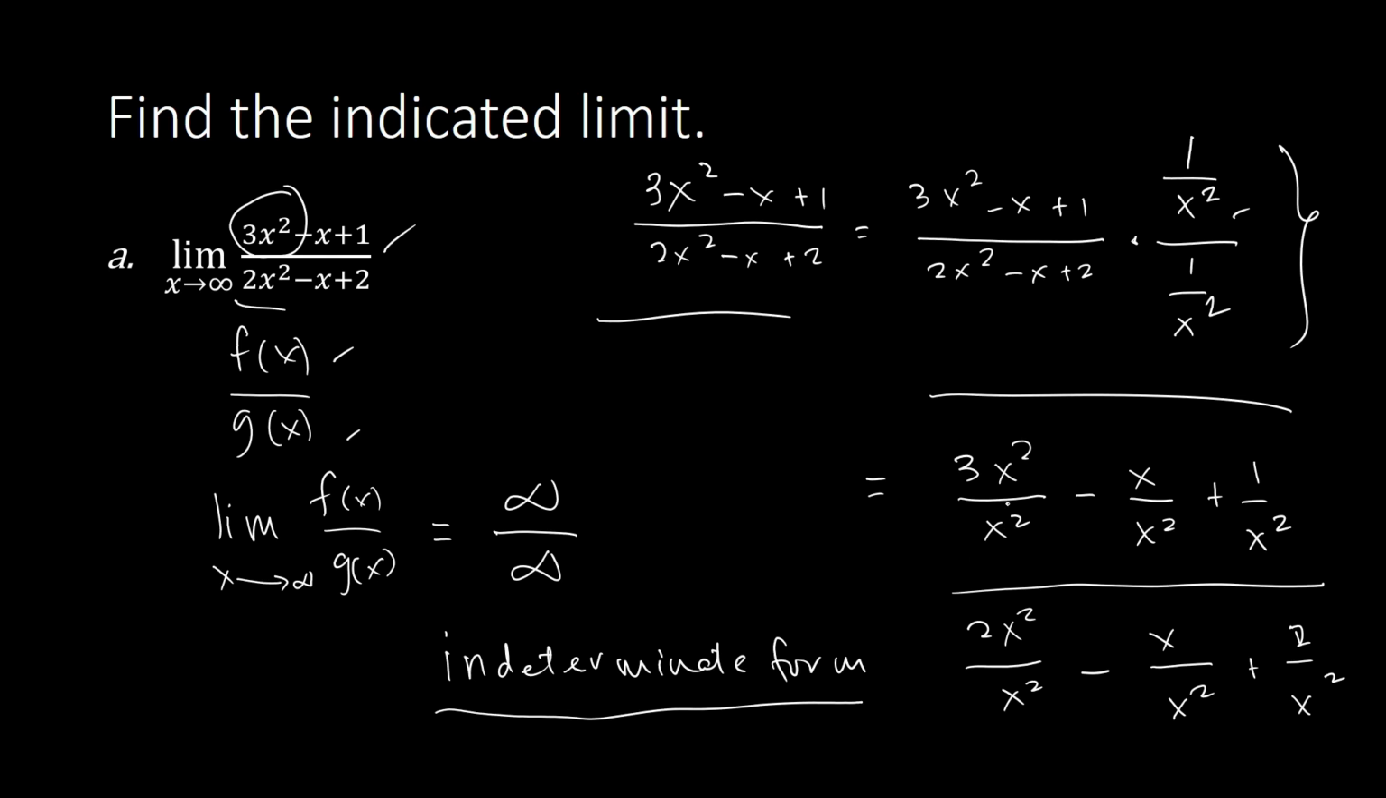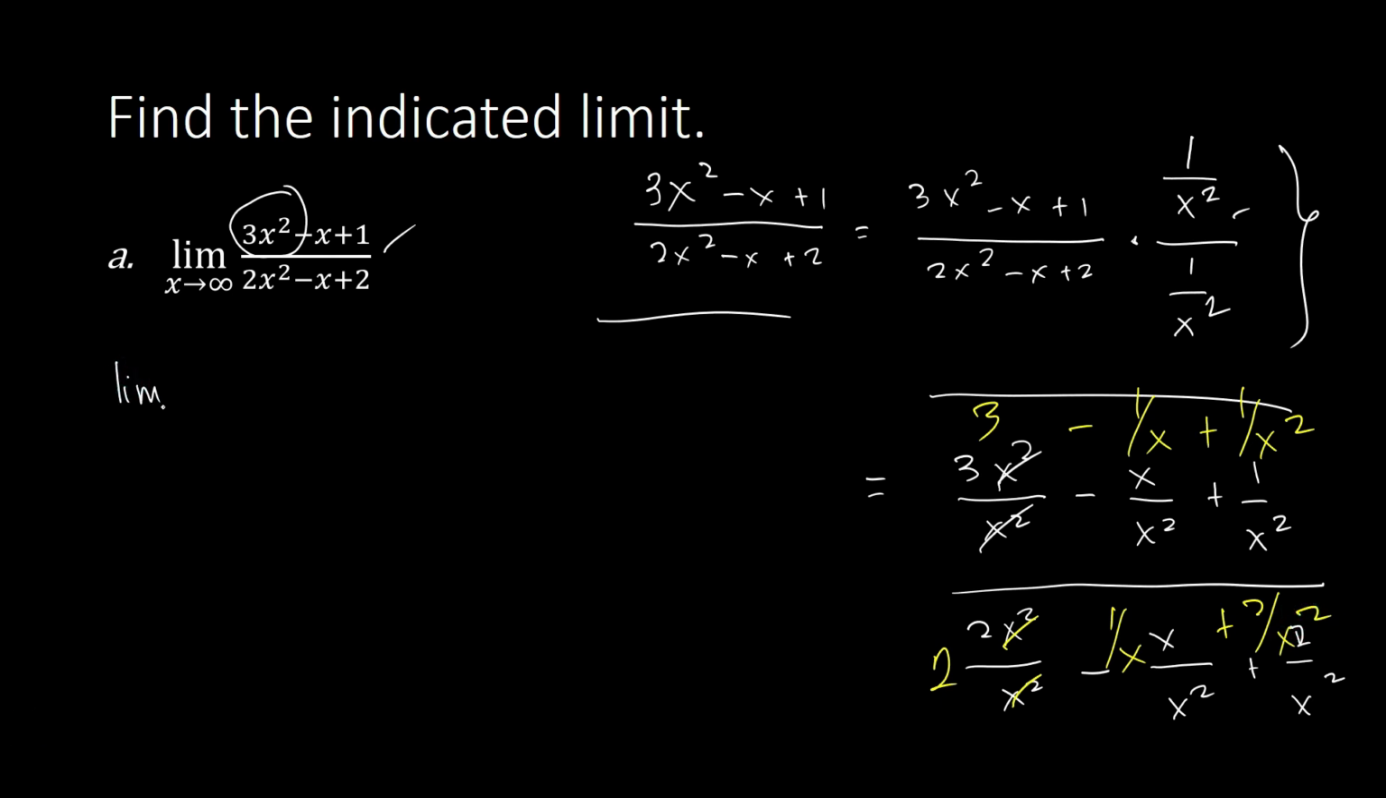And look at what happens. x squared divided by x squared is 1, and so we are left with 3. 3 times 1 is 3. And then x over x squared is 1 over x, and this one is just 1 over x squared. How about our denominator? x squared divided by x squared is 1, so we have 2 minus 1 over x, and then plus 2 over x squared.